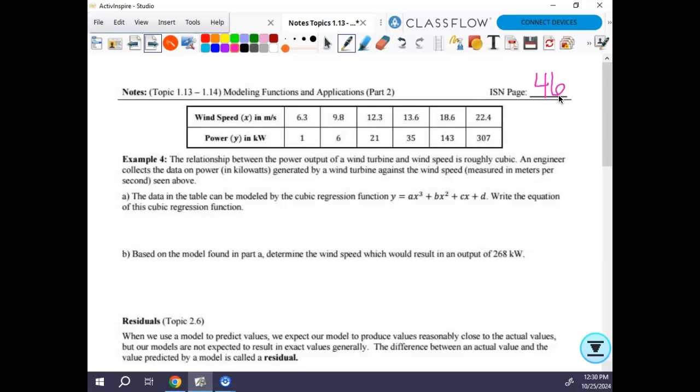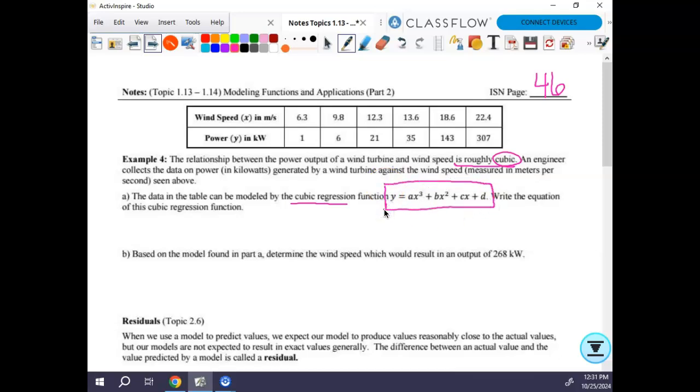So this says the wind speed, x in meters per second, and power. The relationship between the power output of a wind turbine and the wind speed is roughly cubic. Like it's telling you things right here, right? An engineer collects the data on power in kilowatts generated by a wind turbine against the wind speed measured in meters per second seen above. The data in the table can be modeled by the cubic regression function, and it gives it to you.